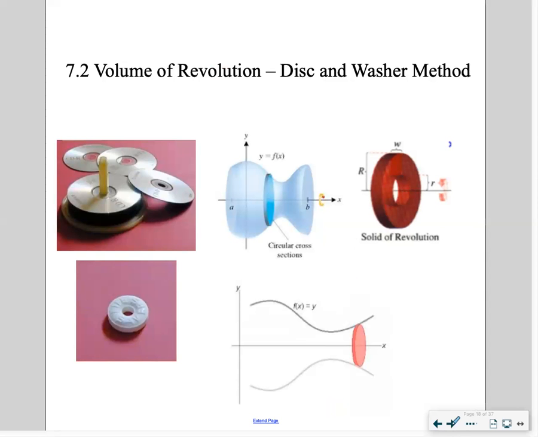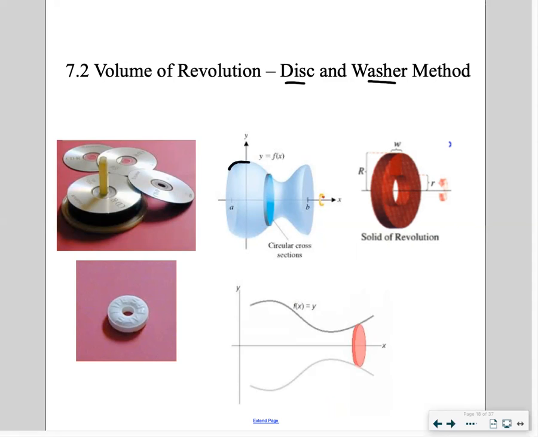You don't have to write this down because you're going to see this on the next couple examples. There are two methods to finding volumes of revolution. One is the disk method, one is the washer method. And disk and washer just resemble what the shape is.